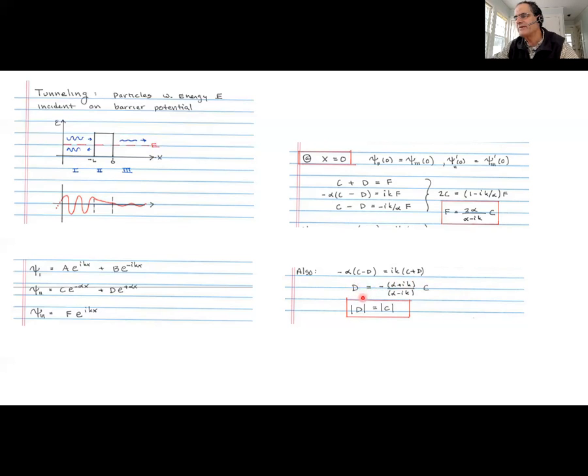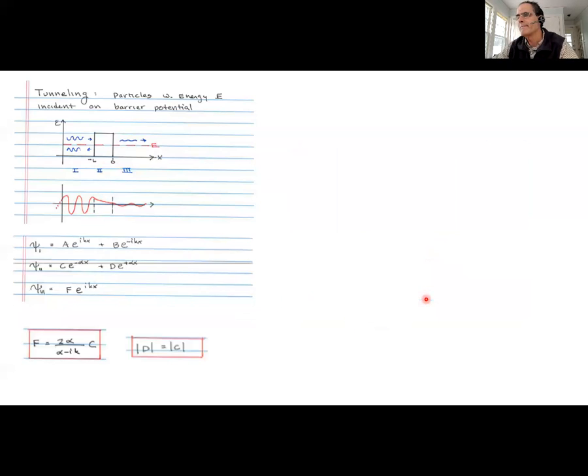Meaning that this expression tells me that the magnitude of d is equal to the magnitude of c times a factor of magnitude 1. So the magnitude of d is equal to the magnitude of c. Just hold on to that for a moment. So far, by using the first boundary condition, we have an expression for f in terms of c, and then we also have a relationship between c and d. Let's go on. So this is what we've found so far.